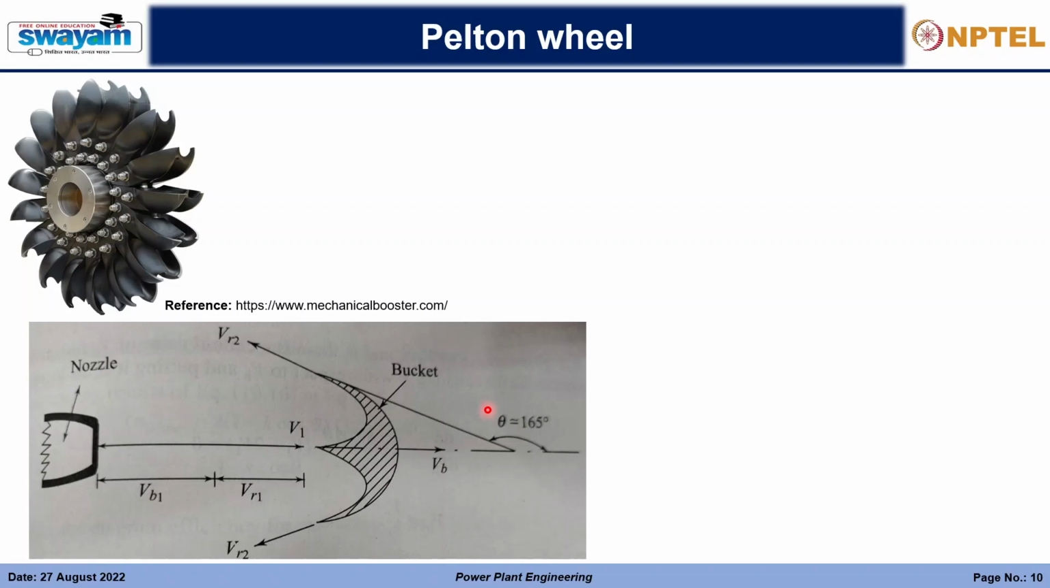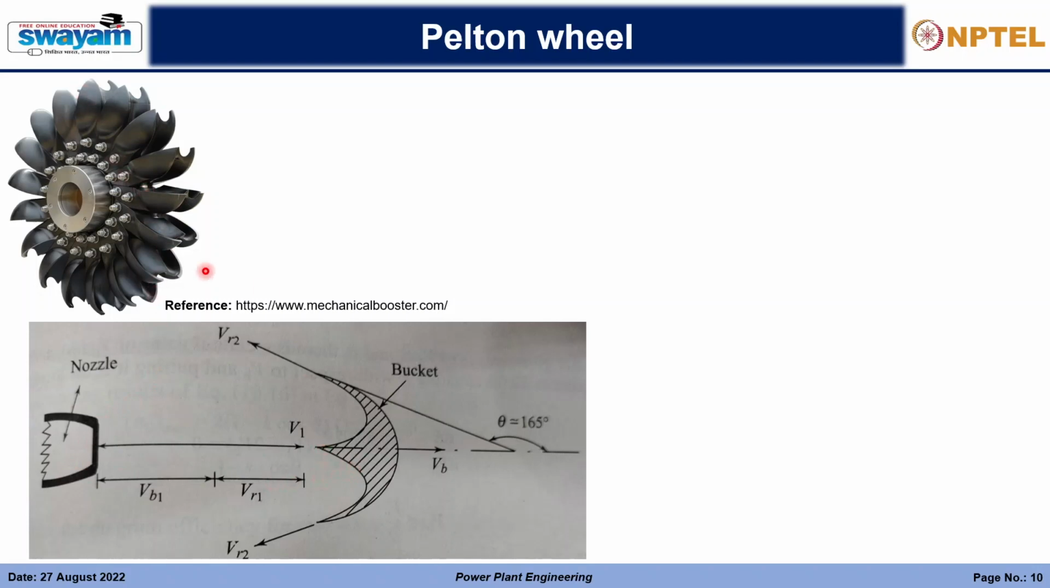So Pelton wheel, basically you can see here, this is how the Pelton wheel looks, and it is a tangential flow hydroelectric turbine. So hydroelectric means there is no steam impinging upon the turbine blades, but rather it is water having a very high kinetic energy that is being impinged upon the turbine blades like this.